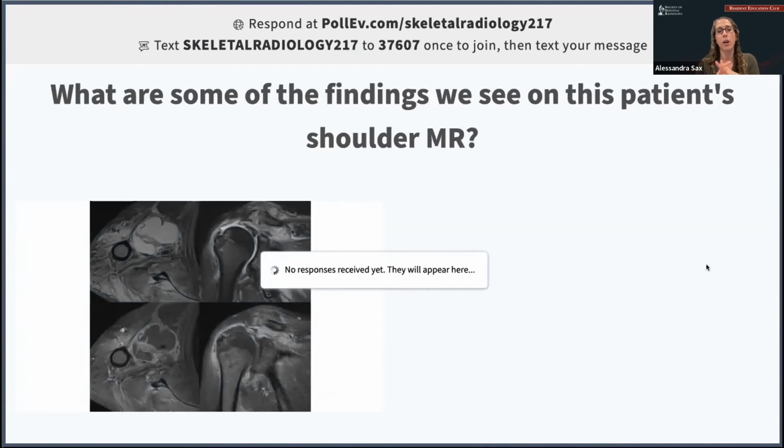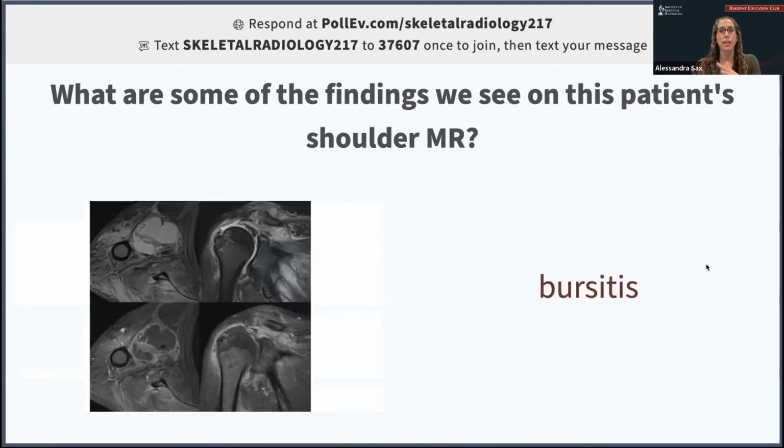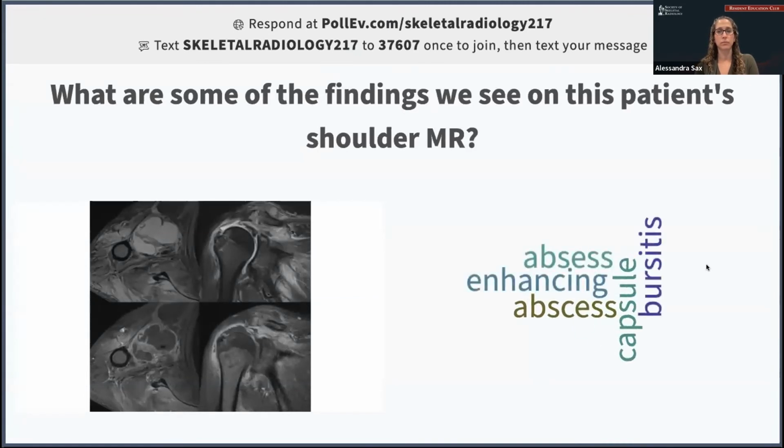It's kind of a lot going on. Let's see what you guys can come up with for some of the findings that we see on the patient's MRI. And you can always give more than one answer.